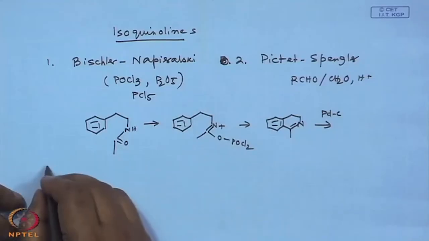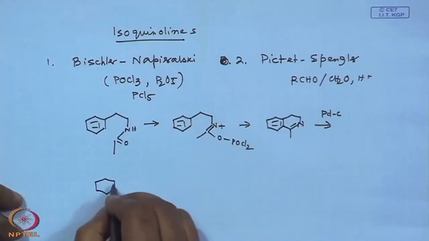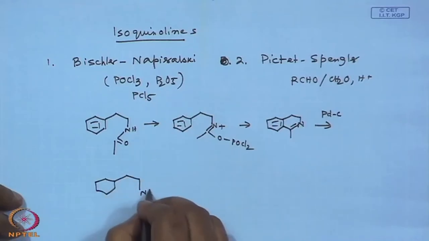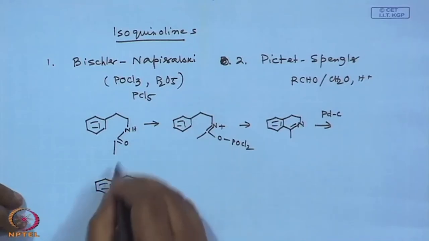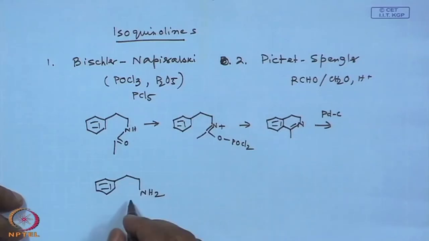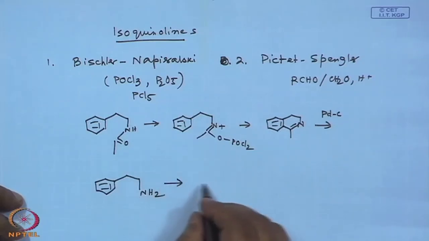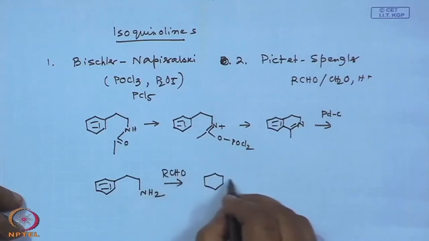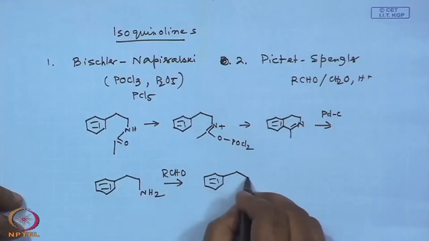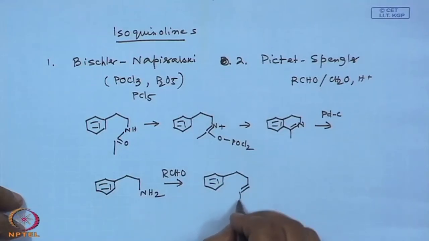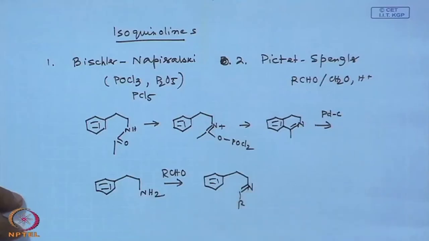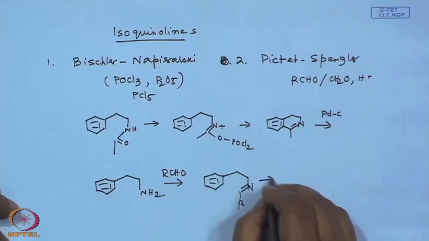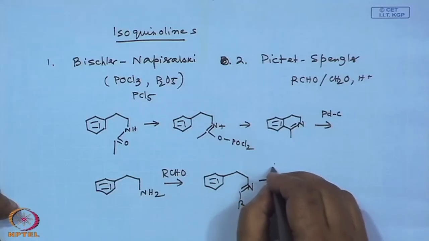And the Pictet-Spengler, it's very similar. The method which would be required in this case would be an amine, right? So, instead of the amide here, you have an amine, but you are having a lesser number of carbon. So, if you begin with the plain amine, you have to have this Schiff's base, and to activate the Schiff's base, of course, you have to use acid.